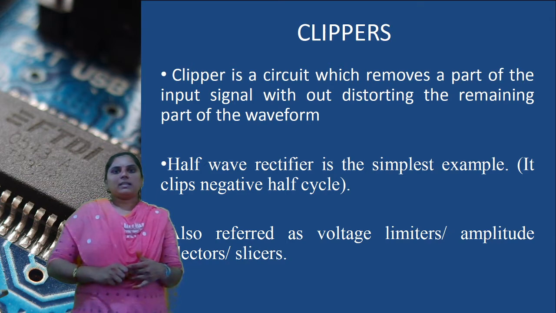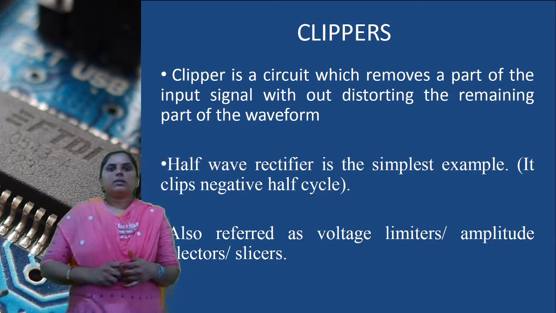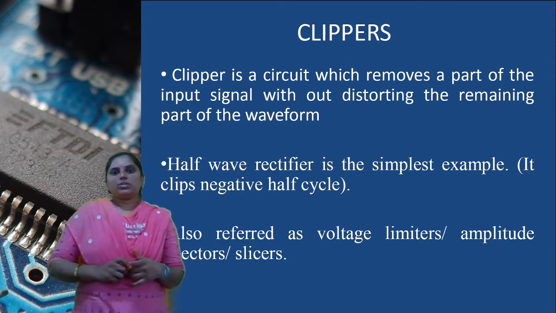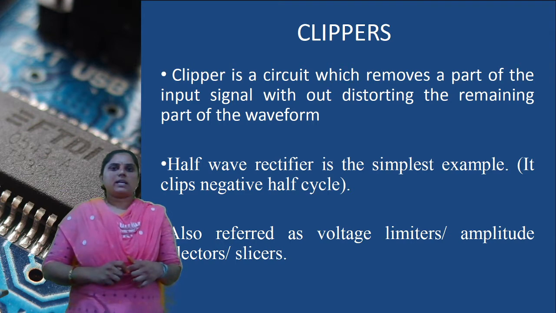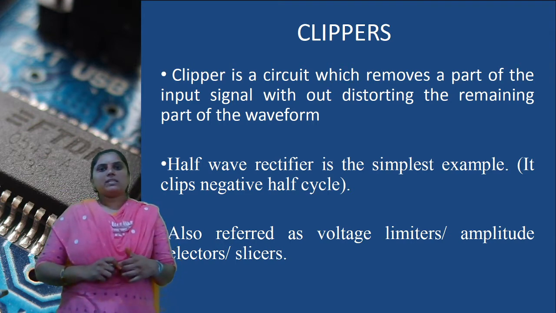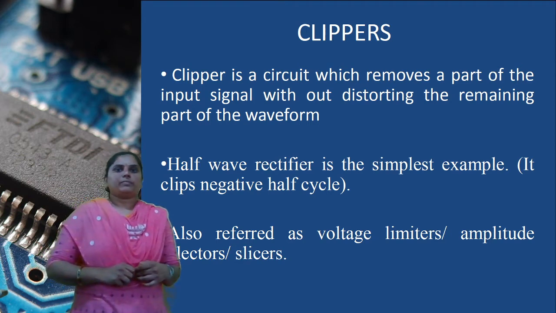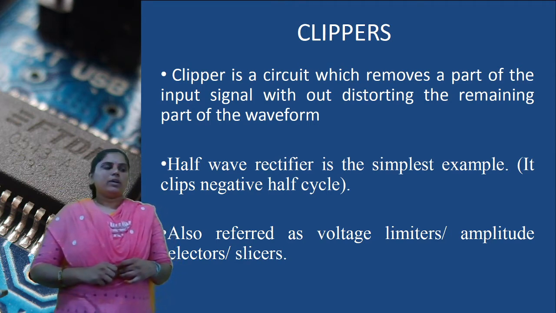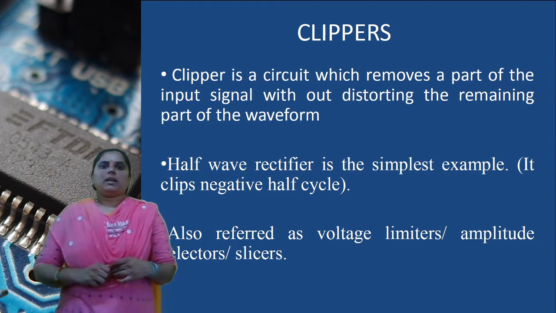In the previous class, we discussed rectifiers and filters. These are applications of the diode. Rectifier is one of the applications of the diode. Now we discuss clippers. Clipper is also one of the applications of the diode. So what is meant by a clipper? A clipper is a circuit which removes the unwanted part of the input signal.